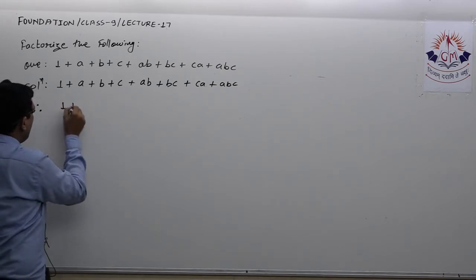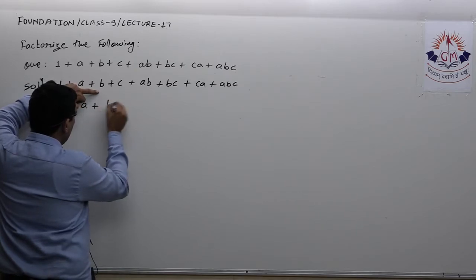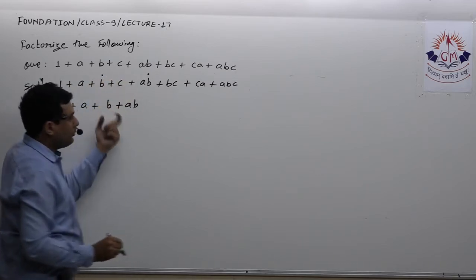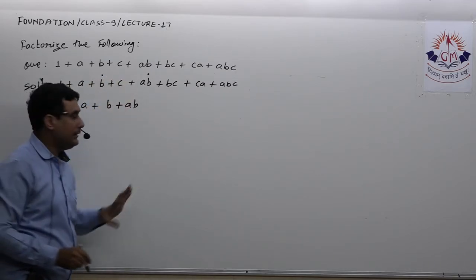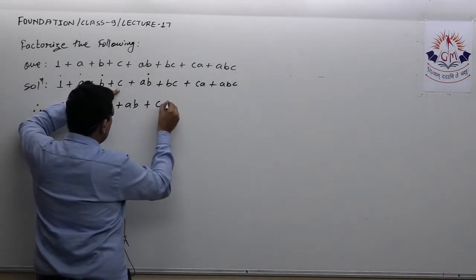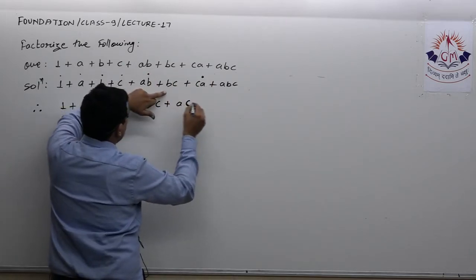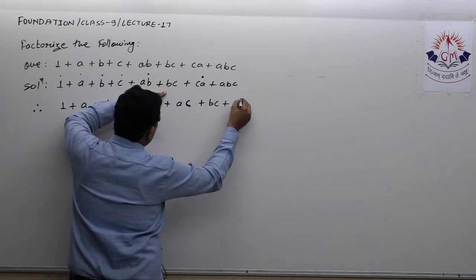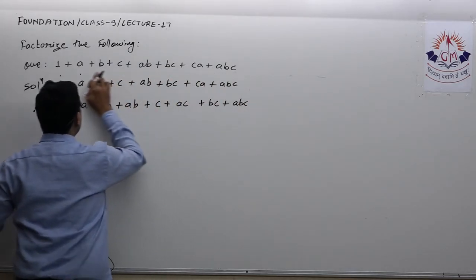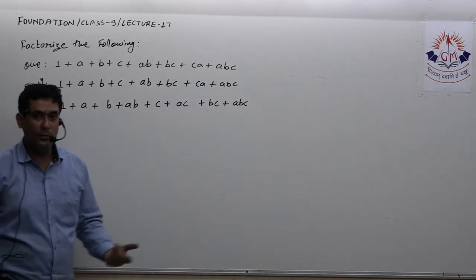So first I will write 1 plus a, then b plus ab. I'm putting a dot so that I know which terms I have already taken over here. Then c plus ac, and finally the two terms left, that is bc plus abc. This is just a rearrangement of terms, and now it is possible to take common from the first two, then from the next two, then from the next two, and so on.